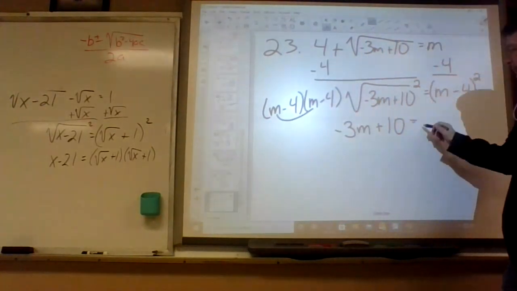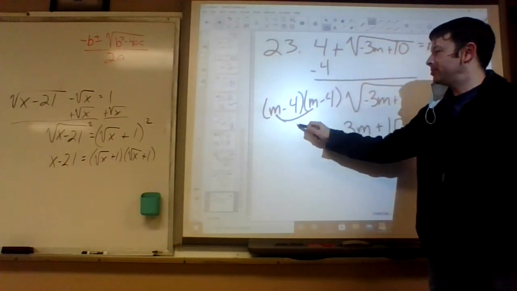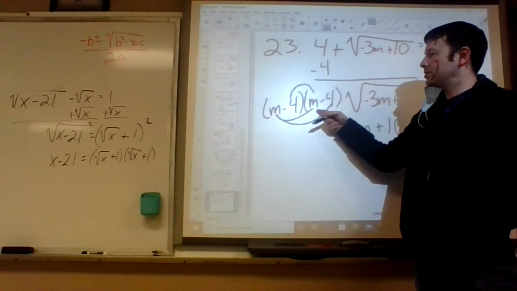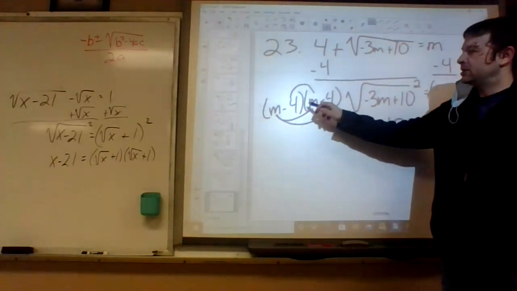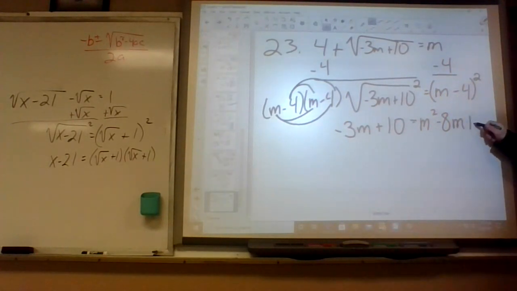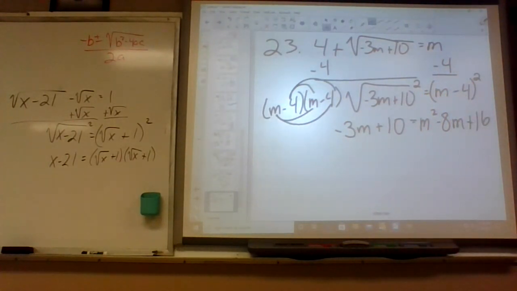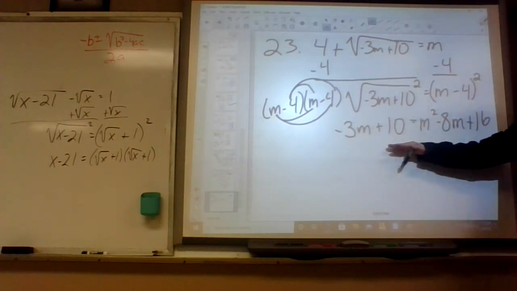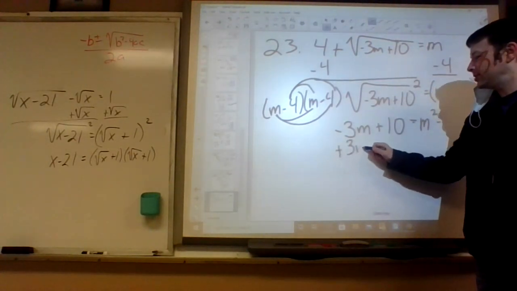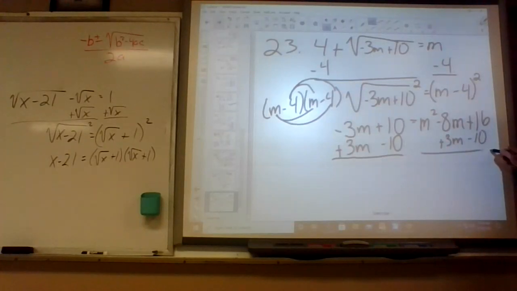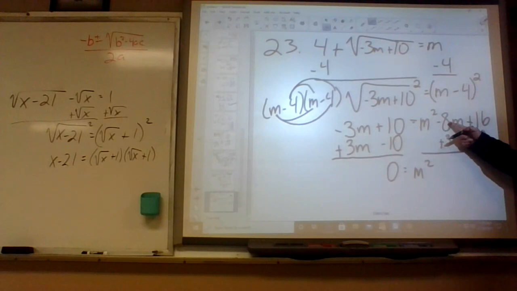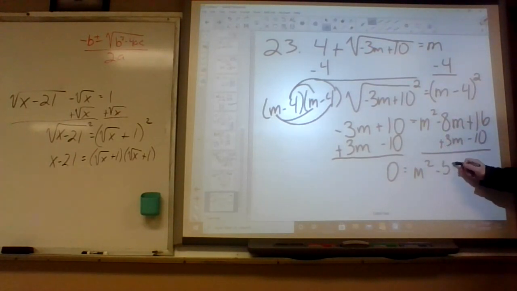First would be n times n, n squared. The outside would be minus 4 times n. The inside would be minus 4 times n. Altogether, that's minus 8n. And then the last would be negative 4 times negative 4, positive 16. Now, what did I do last time on this? Move everything to one side. So to get rid of the minus 3n, I'm going to add 3n. To get rid of the plus 10, I'm going to subtract 10. Negative 8 plus 3 is negative 5. 16 minus 10 is 6.